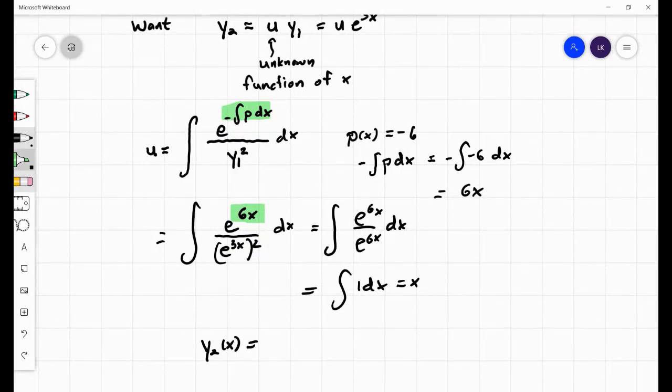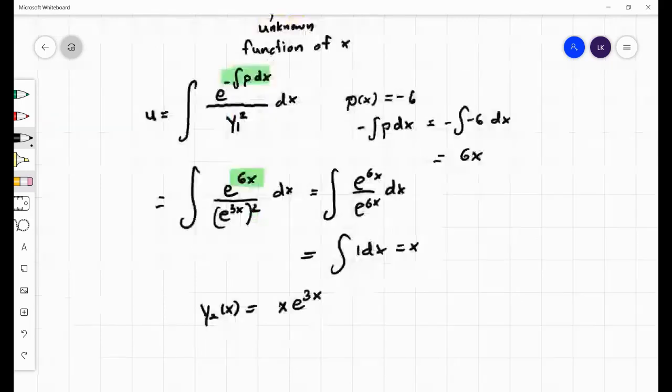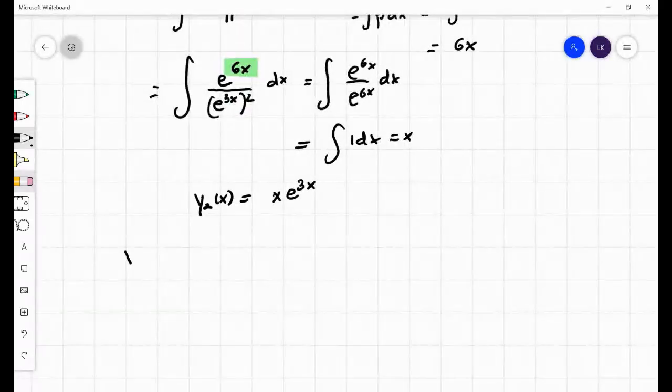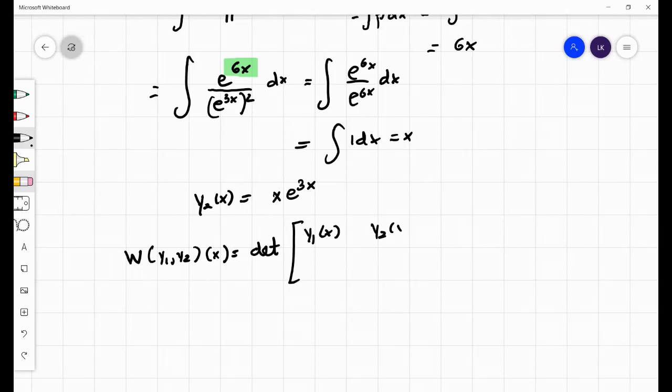U times y1 becomes x times, well, what was y1? It was e to the 3x. And I'll quickly confirm that these are independent solutions by computing the Wronskian of y1 and y2 at x. So that's the determinant of y1, y1 prime, y2, and then its derivatives.